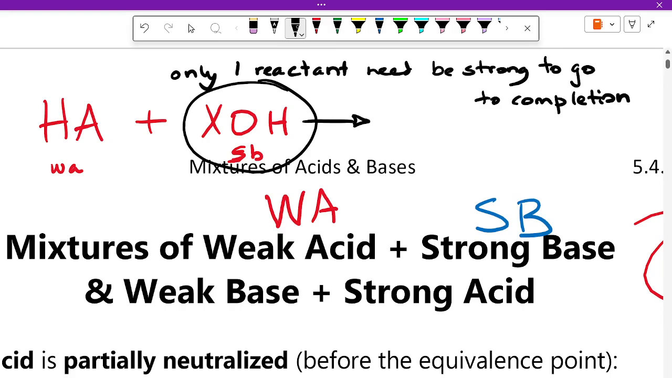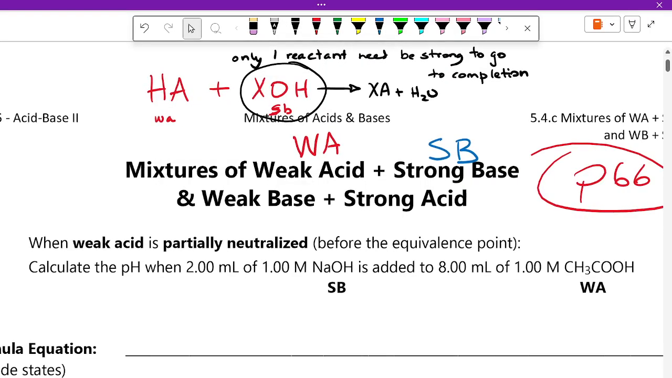Okay, and so you would end up with XA plus H2O. Anyway, that doesn't really matter. The only point I wanted to make there is that because one of the members of that pair is strong, it will go to completion. This is the kind of thing that takes place during a titration. Yes, we can also get the strong acid, strong base. That can take place during a titration as well.